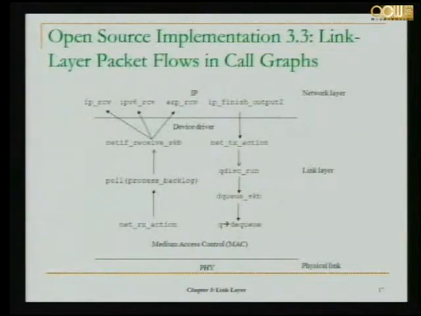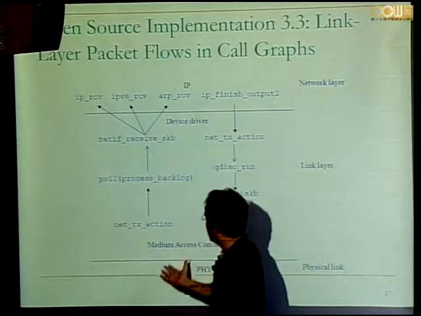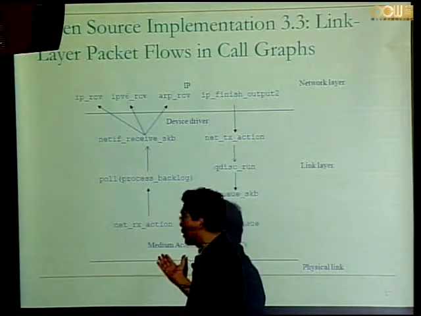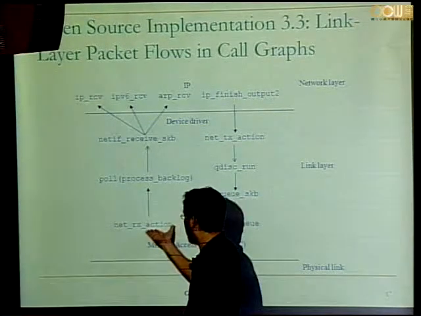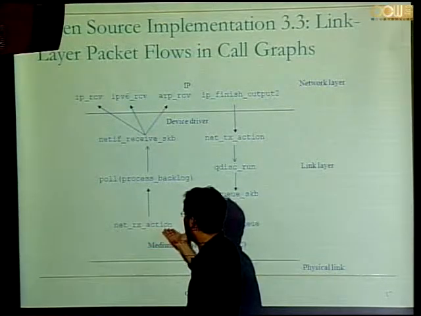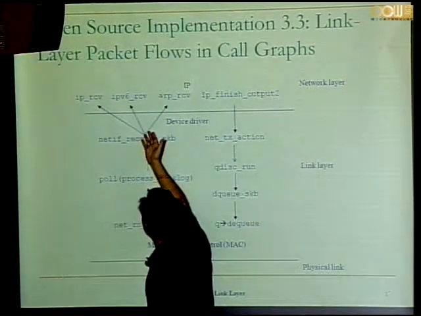Okay, the third open source implementation is on the link layer code graph, the packet flow in the code graph. So you will see that this is the hardware, and this is the driver. If there's a hardware interrupt, then the CPU is interrupted and passes control to the driver, the part of the driver, and this is the function that gets the CPU's control to process the packets, and then calls this function to process the received packet.